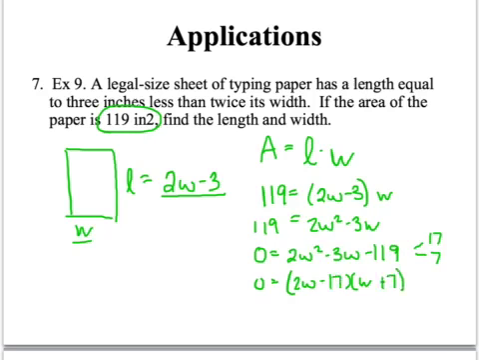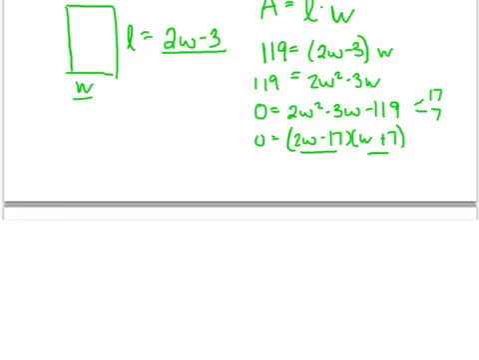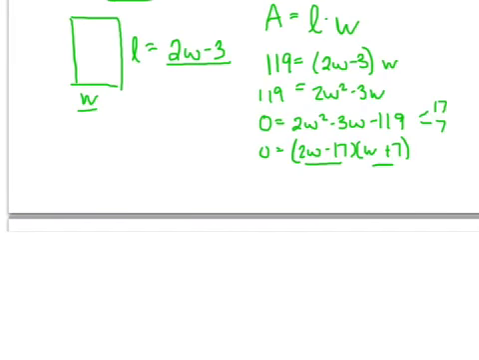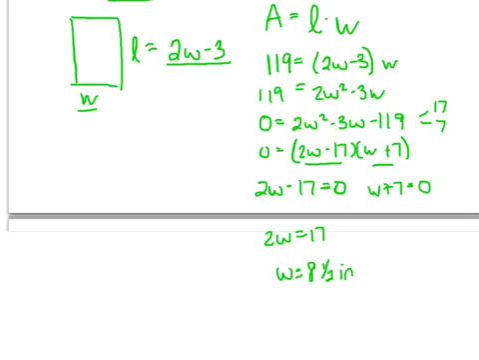And look, it works. So now I do my zero product property where I set each factor equal to 0. Whoops, sorry about that. And now I can solve for w. So my width is going to be 8.5 inches, or my width could be -7 inches.